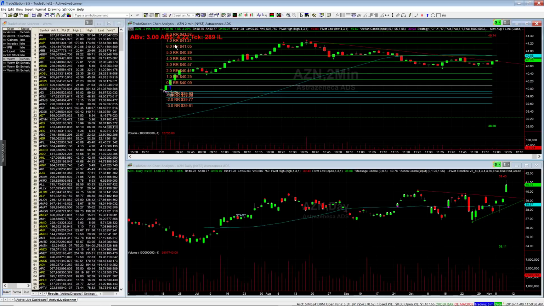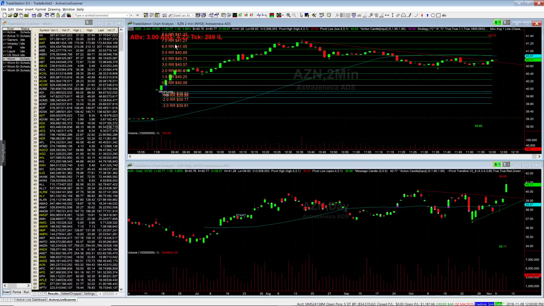Now the risk on this trade was 16 cents per share. And the reward currently, as of right now, where my mouse is, is about 4 times risk. 4 times the risk you took is what the reward is. So if you took $100 of risk on this trade, you're currently sitting with $400 of profit.